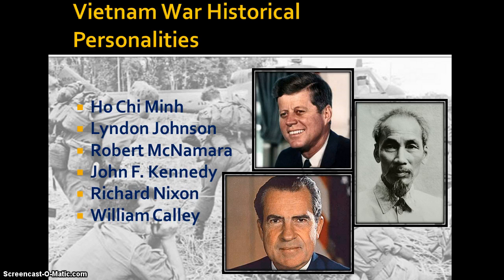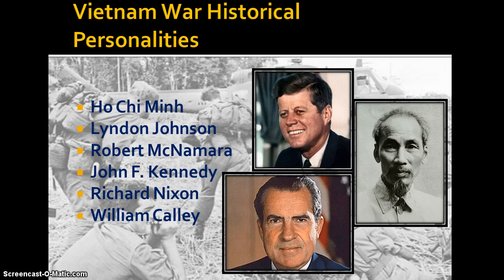Robert McNamara was the Secretary of Defense under John F. Kennedy and Lyndon B. Johnson from 1961 to 1968. McNamara initially advocated increasing U.S. involvement in Vietnam, but started to question U.S. policy by 1966.